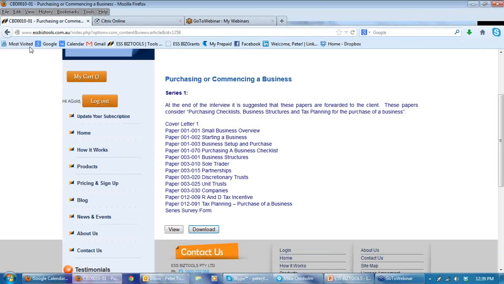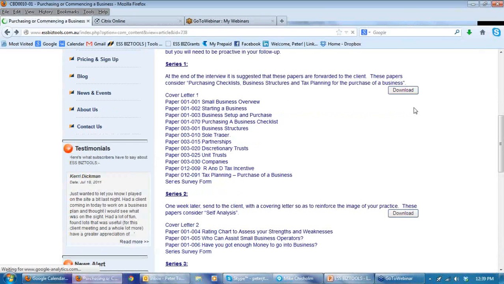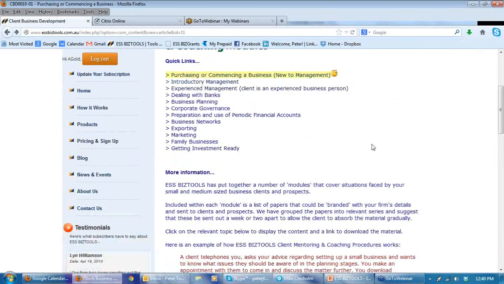You can set in a process that over a 6-week period, each of these items is forwarded to the client or prospect. Please make sure you're following them up though. The whole aim of this is to educate the client and to be able to offer them a wider range of services than just an accountancy approach of a tax return and a set of annual accounts.